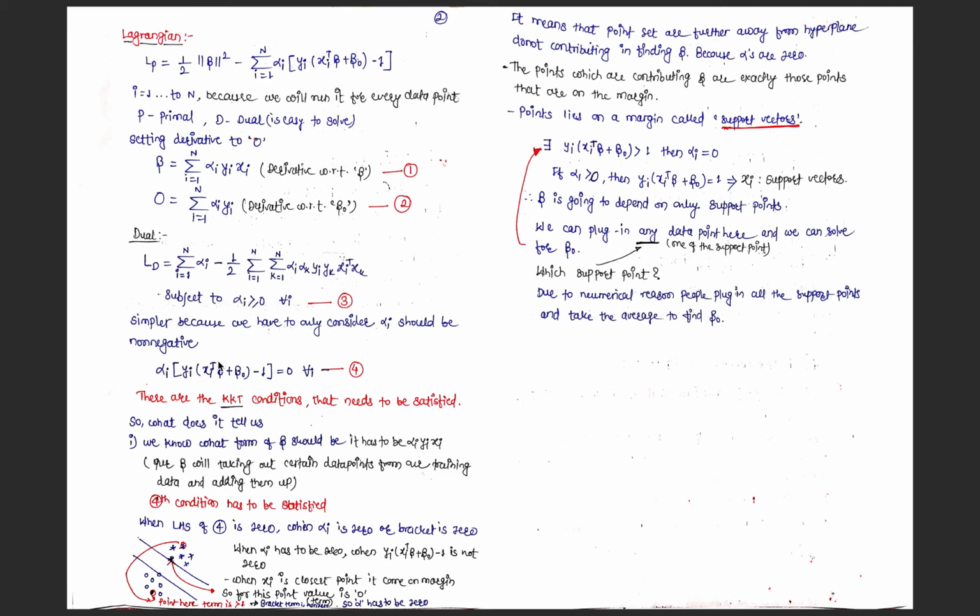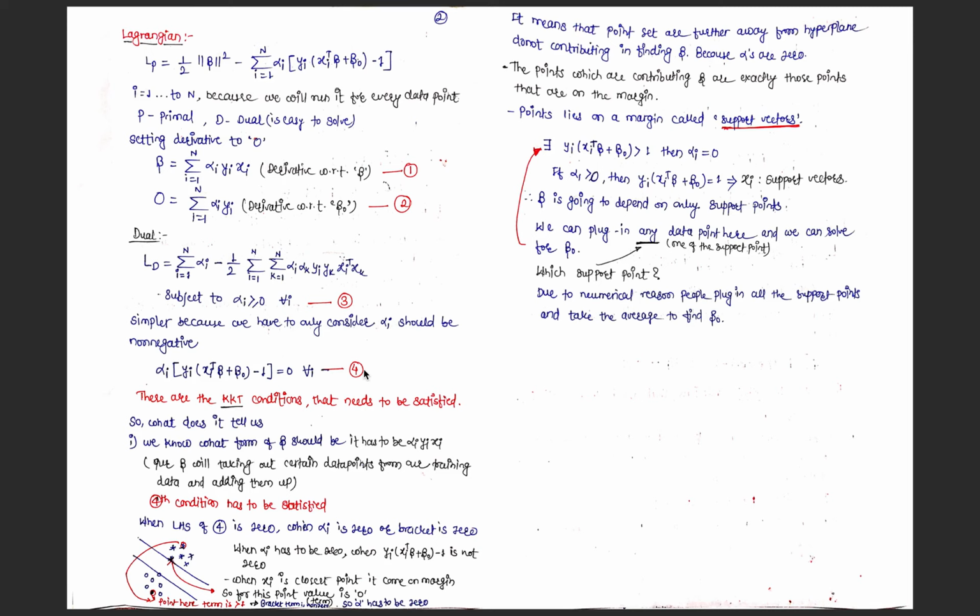This looks simpler because we have to consider only alpha i, and that should be non-negative. Okay, non-negative means positive. So what we will get is alpha i multiplied by yi xi transpose beta plus beta naught minus 1 is equal to 0 for all i. This is our fourth condition. These conditions, all 1 to 4, are called the KKT conditions, which you can look up using Google.